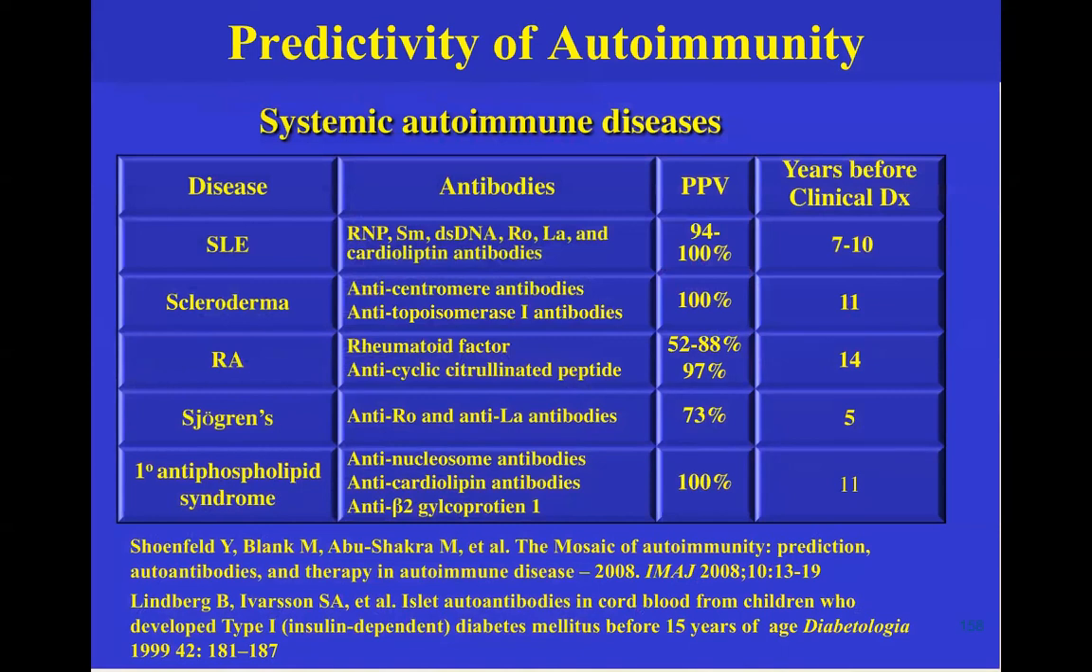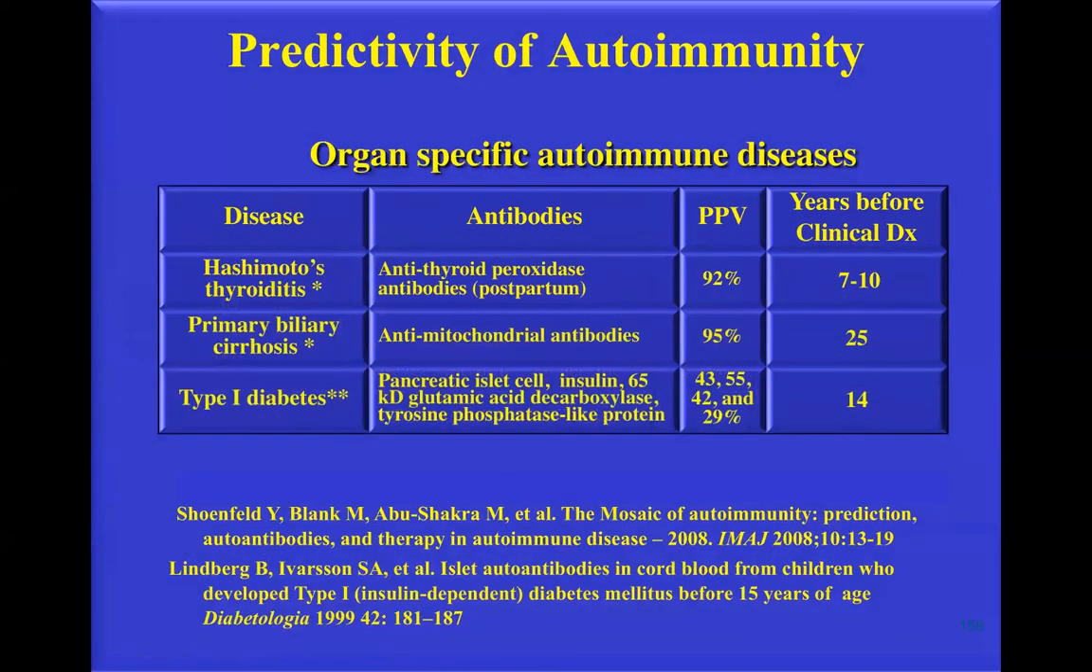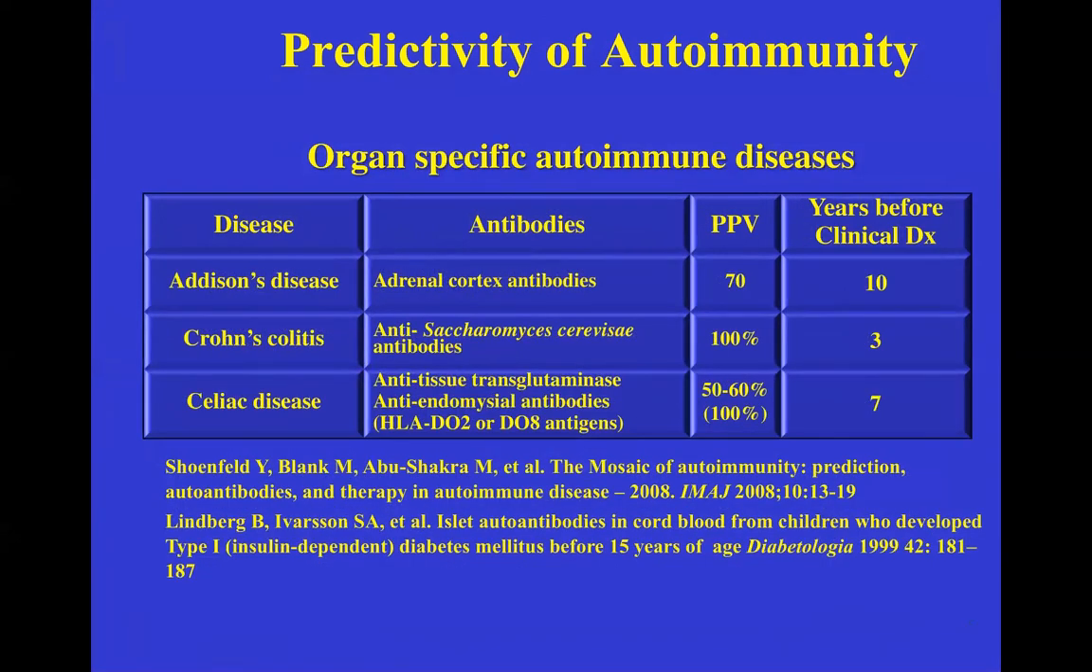And here's what predictive autoimmunity can do for you. PPV stands for positive predictive value. If you have antibodies elevated to lupus, it's 94 to 100%. You're getting lupus in 7 to 10 years, unless you change something. Rheumatoid is 52 to 97% in 14 years. Primary antiphospholipid syndrome, 100% in 11 years. Hashimoto's, especially postpartum, 92% in 7 to 10 years. You're getting Hashimoto's if you have elevated TPO antibodies. Primary biliary cirrhosis, 95%, 25 years. Crohn's, look at the Crohn's, 100%.